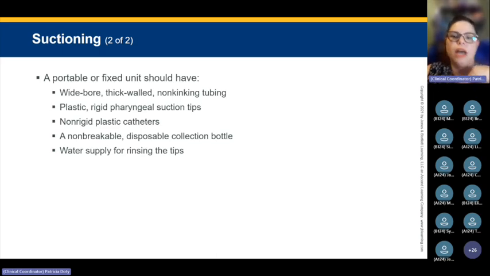Then you have the non-breakable disposable collection bottle, and that's that big one, that big sucker, and it literally gets all the contents, okay? Then you're even going to have your water supply for rinsing the tips.